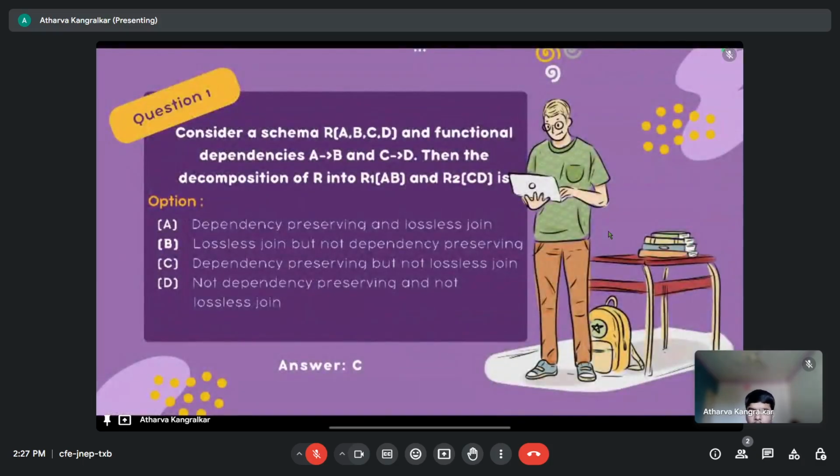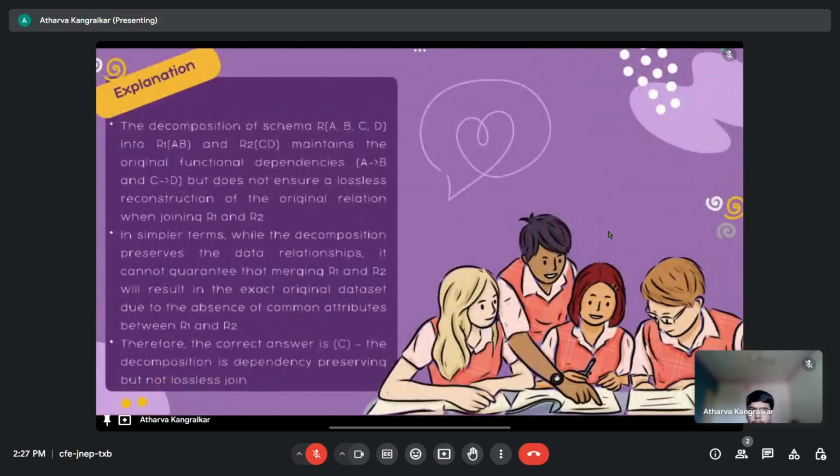So the next question is, consider a schema R(A, B, C, D) and the functional dependencies A to B and C to D. Then the decomposition of R into R1(AB) and R2(CD) is... So the options are as given below. So the correct option is option C.